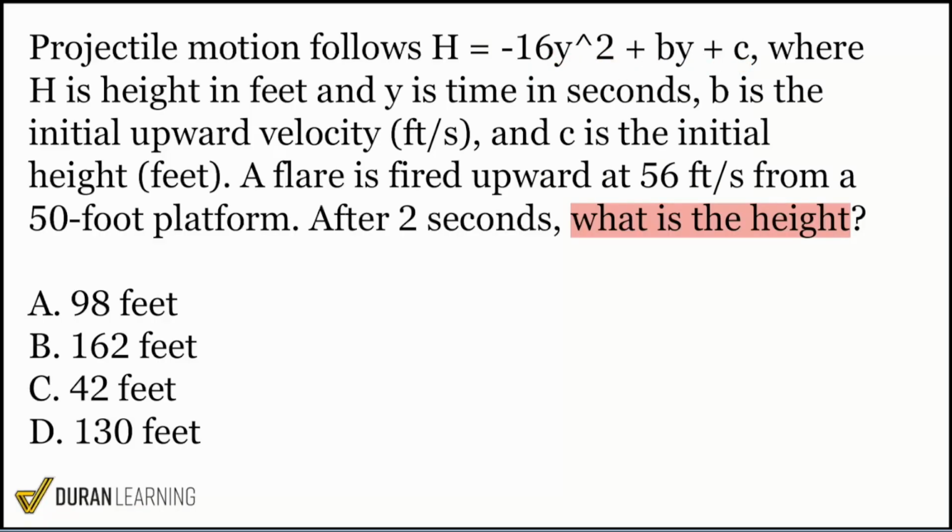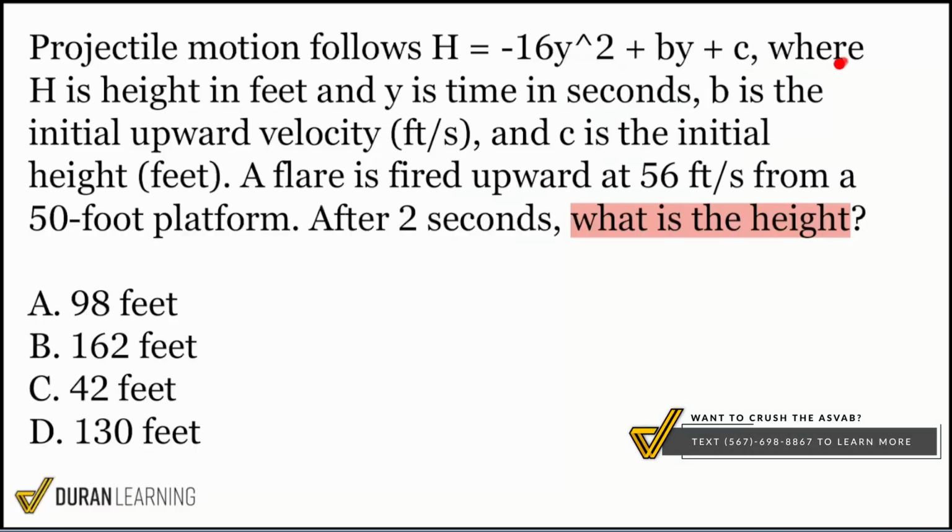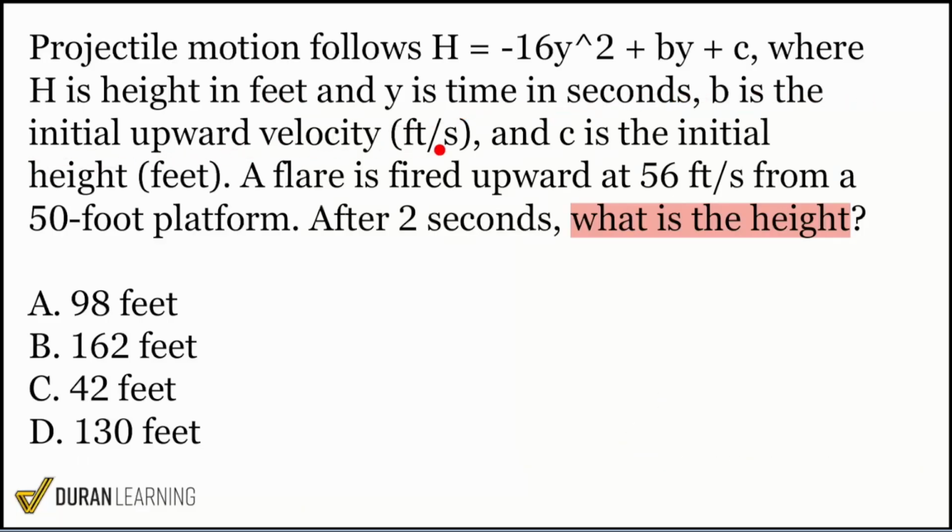That definitely sounds like a lot, right? But let's understand what these letters mean. We have h, t, b, and c, where h is the height in feet, and t is time in seconds, b is the initial upward velocity, and c is the initial height. So we have the initial height, and we have a final height.